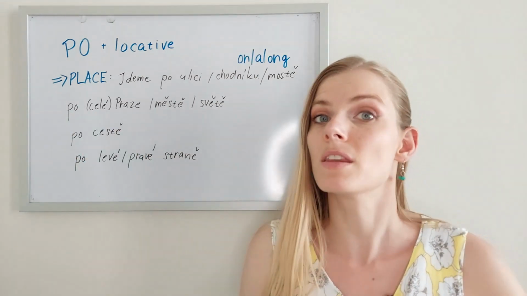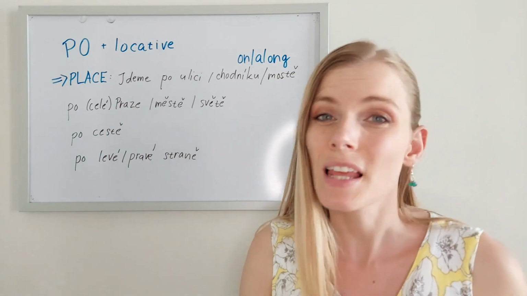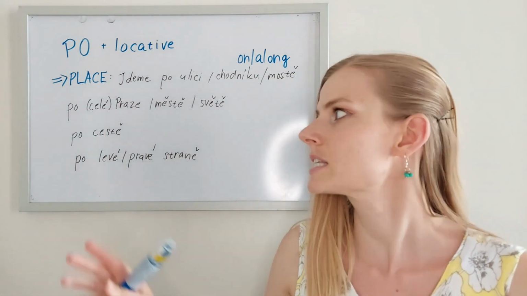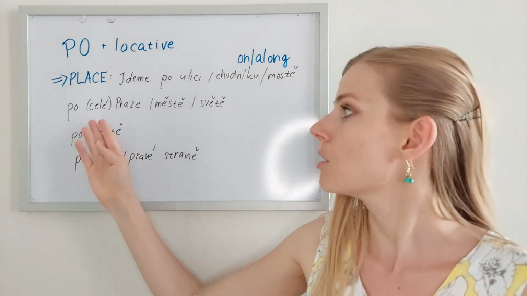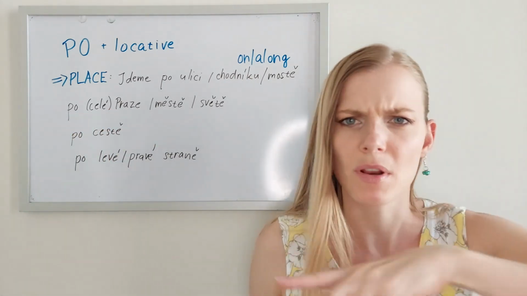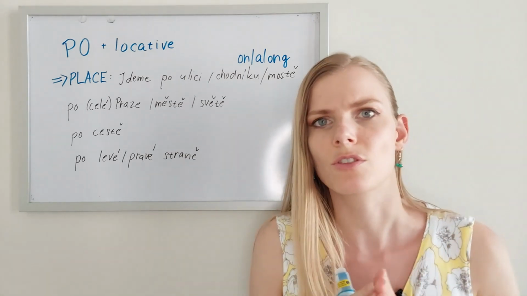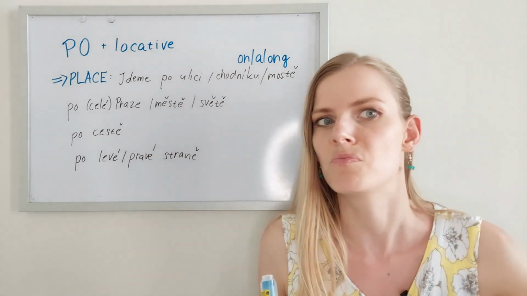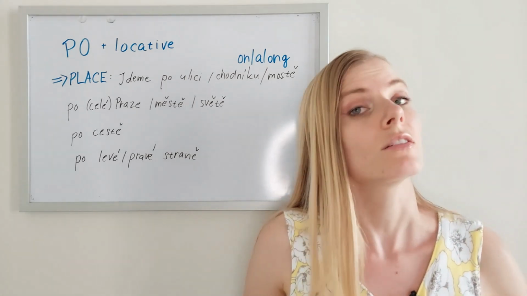Po can also mean all over, through. Po Praze or po celé Praze, if you want to emphasize. This means around the whole Prague. Po Praze. Chodíme po Praze. We're walking through Prague, around Prague. It means you're just not passing by, you are visiting every little corner. So you are walking around.